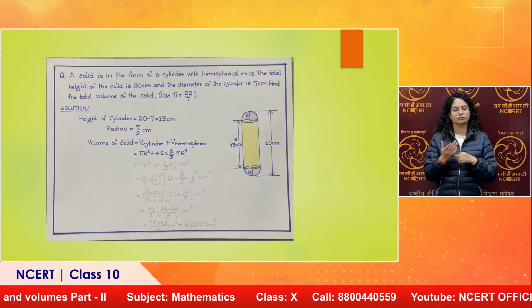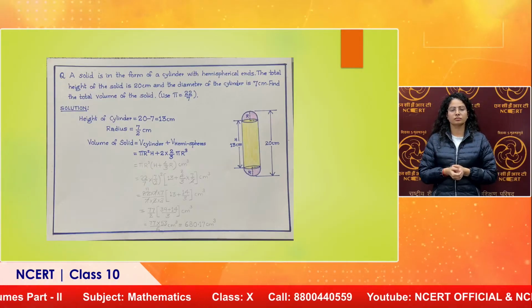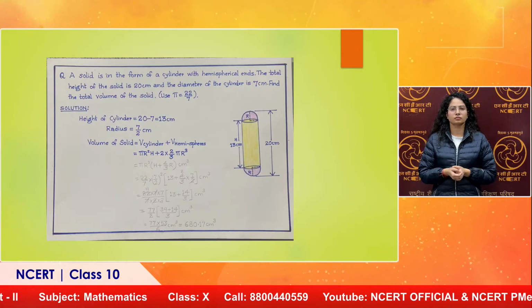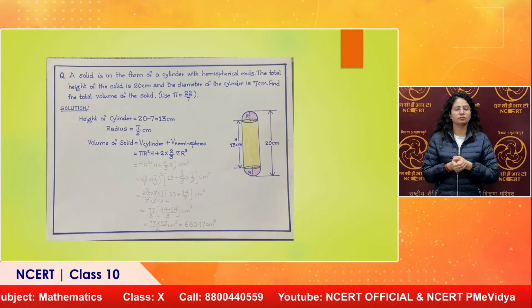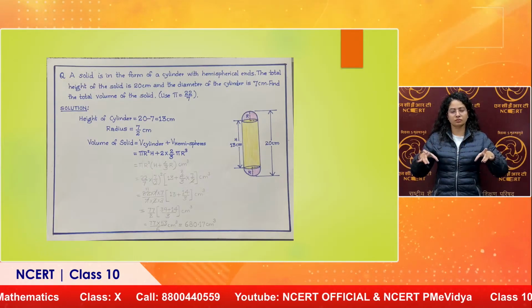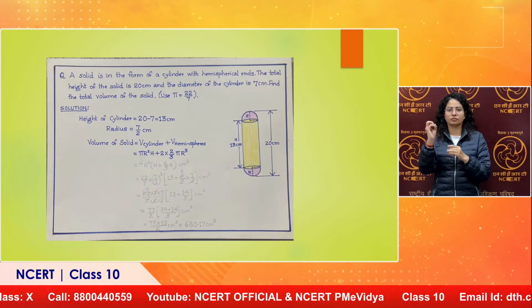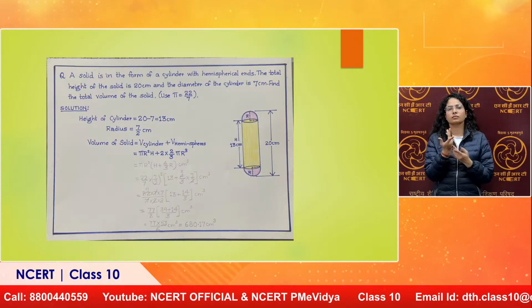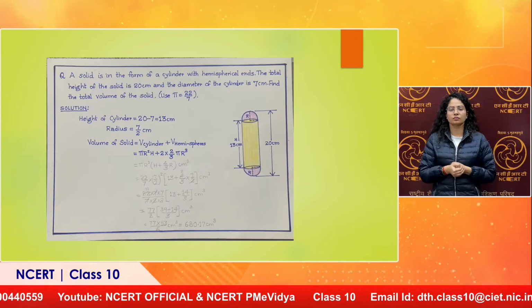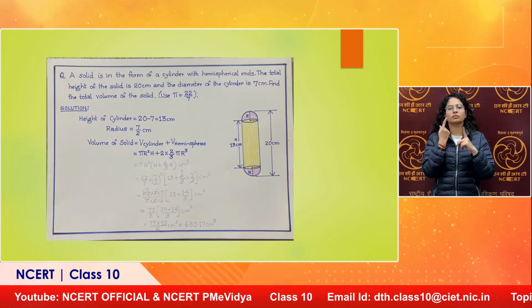We have a solid in the form of a cylinder with hemispherical ends, Renuji. The total height of the solid is 20 centimeters and the diameter of the cylinder is 7 centimeters. Find the total volume of the solid. Here we are supposed to use pi is equal to 22 upon 7.